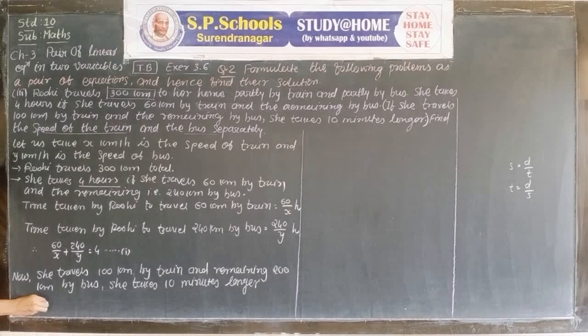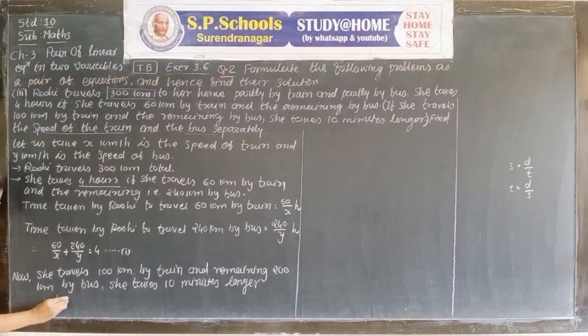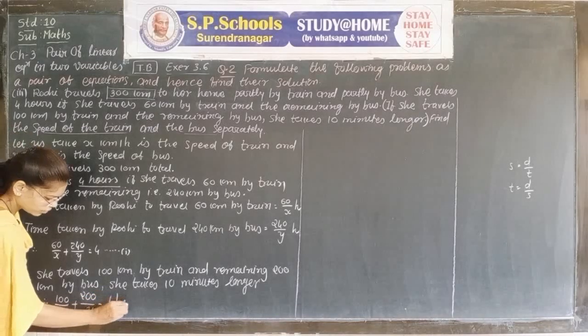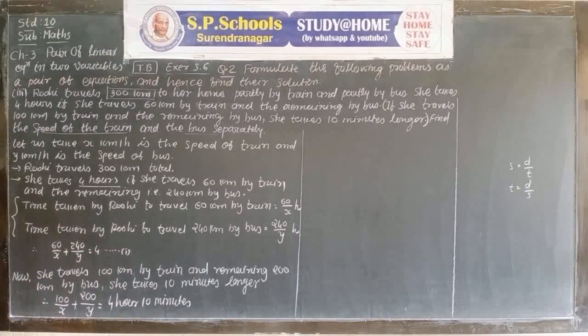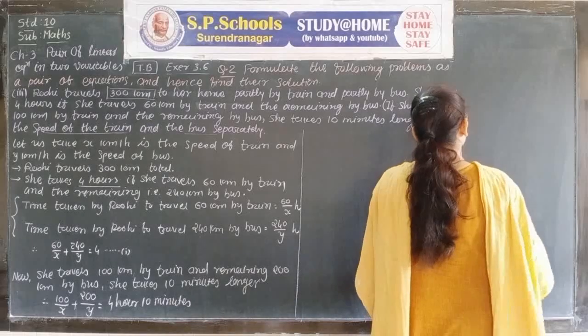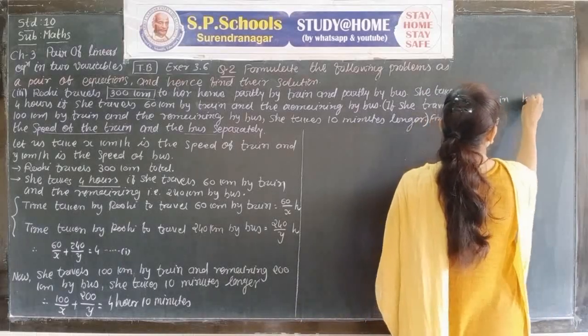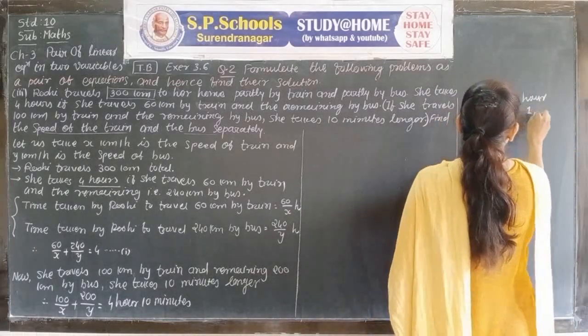That's why our equation is: time taken to travel 100 kilometers by train is 100 upon x, plus by bus 200 upon y is equal to 4 hours 10 minutes. Now we convert 4 hours and 10 minutes into hours. As we know the relation between hour and minute, if minutes is 60, then time in hours is 1 hour.